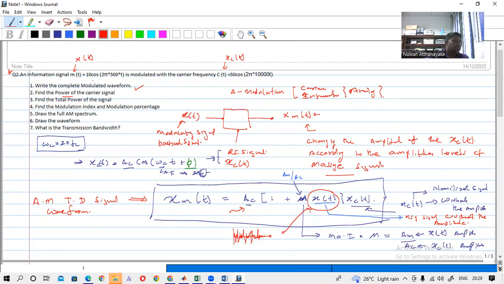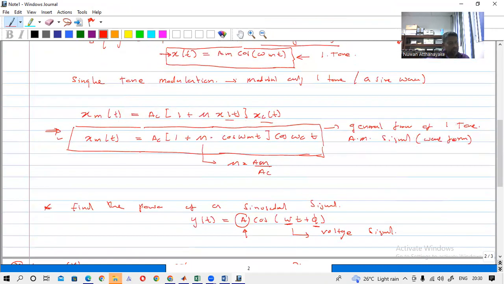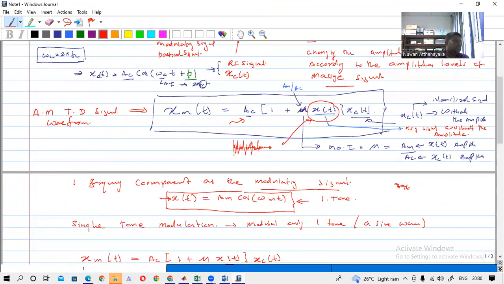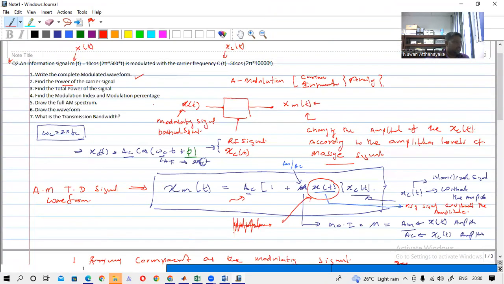The carrier signal is 50 cos 2πf_c t. So the power is nothing but A squared divided by 2, where A is the amplitude. So you can do this one also. Then how to do the other one?